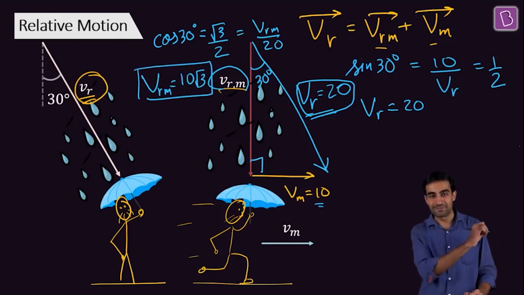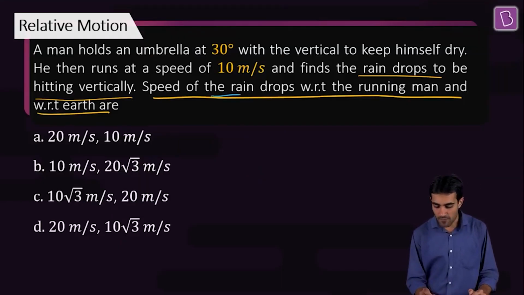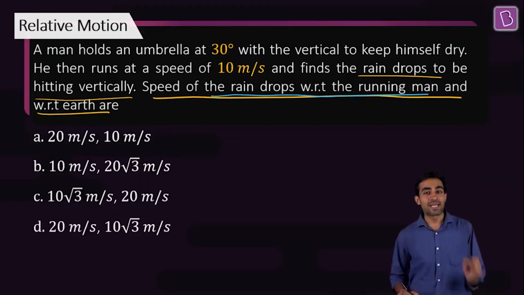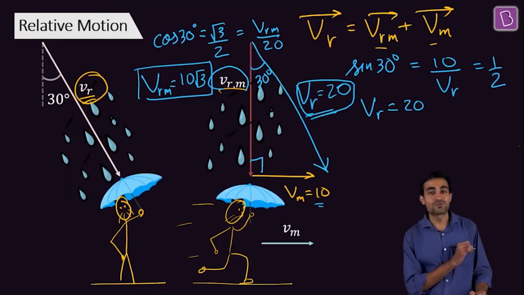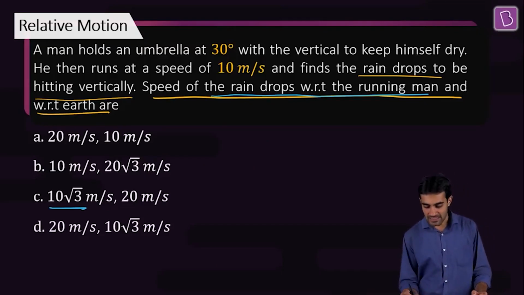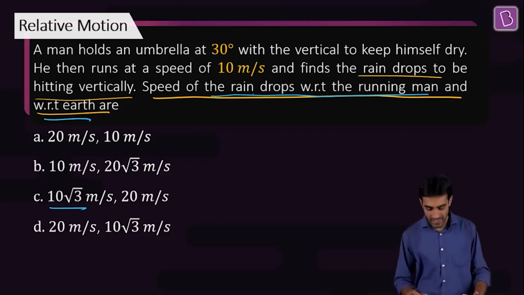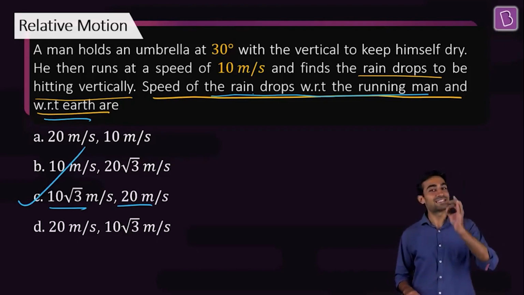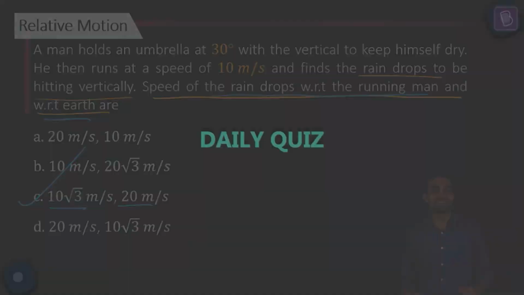Well done. So we have both parts right. So let's go to the options. Let's see. Speed of raindrops with respect to running man. It came out to be 10 root 3. So where is 10 root 3? Option C. And speed of raindrops with respect to earth. It came out to be 20 and we have 20 over here. So option C is definitely the correct answer for our question.